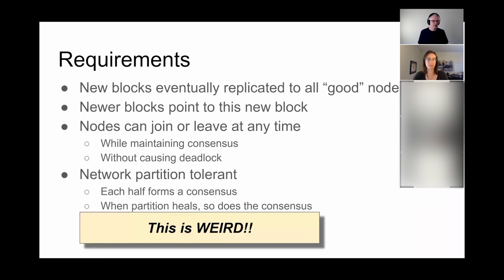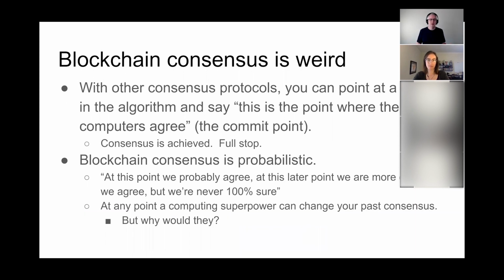This is not what consensus means when you're doing Paxos or PBFT or two-phase commit or one of the other protocols. Consensus in those cases means you have a commit point. Actually, I'll go on the next slide. Once you have a commit point, you've achieved consensus. It's not going to change. You're done, full stop.